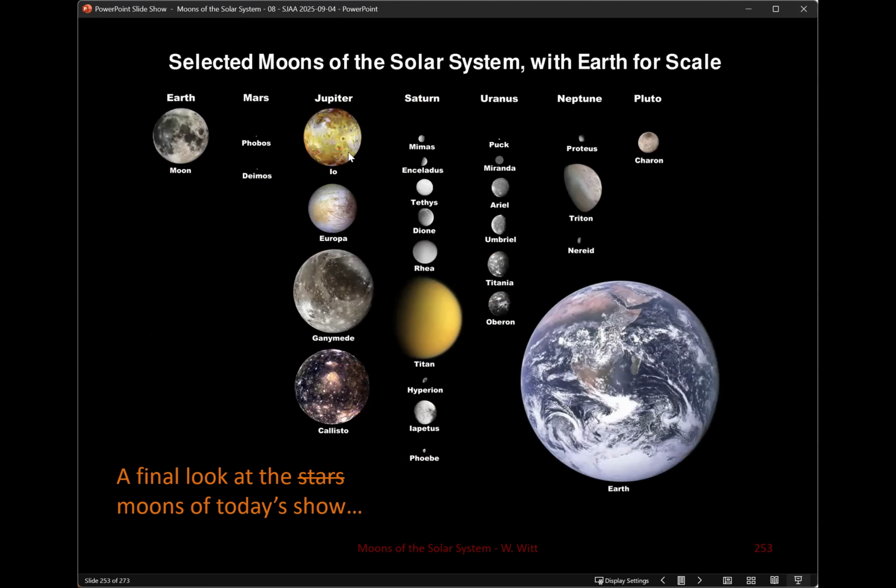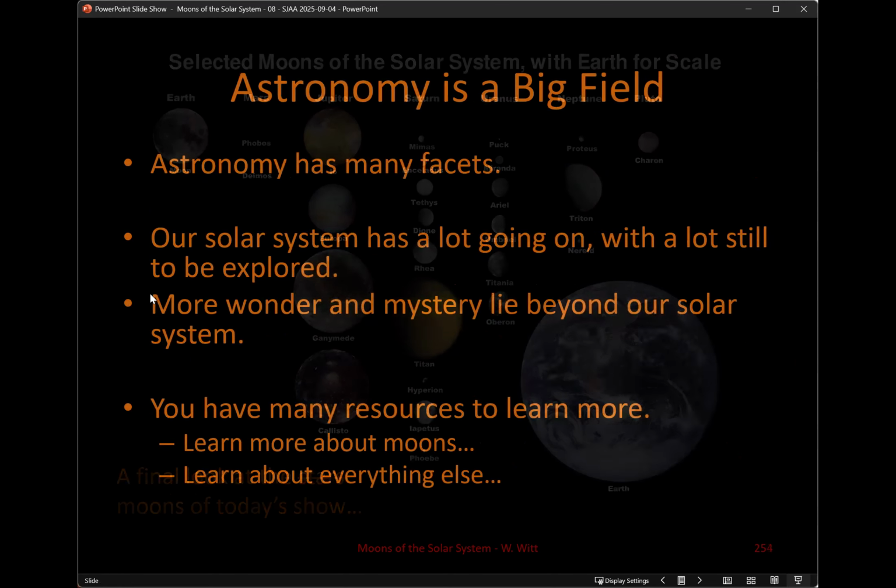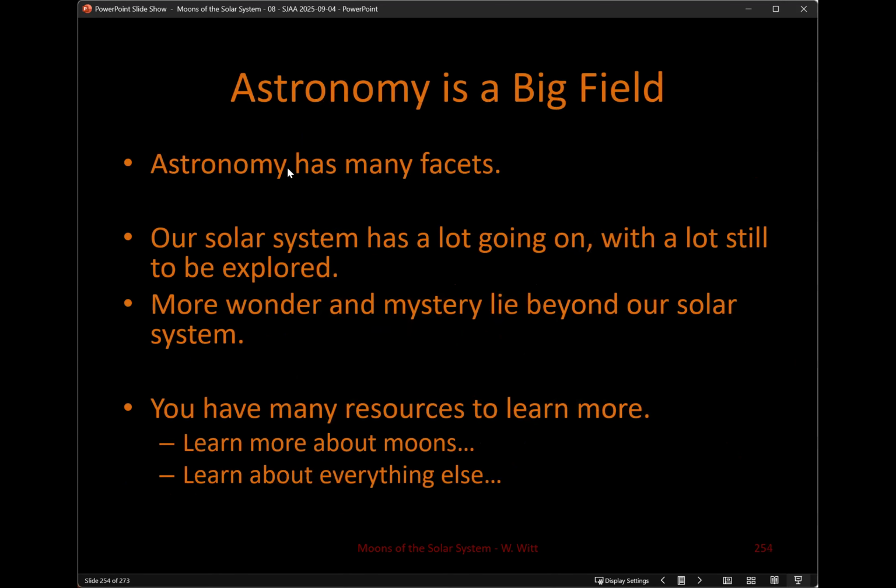Here's a quick picture of the various moons we visited. Again, our Earth's moon was the fifth largest. Few are bigger, and a lot of them are smaller. And yeah, astronomy is a big field, right? There are so many different facets. Our solar system has a lot going on with a lot still to be explored, and there's more wonder and mystery that lie beyond our solar system as well. And you have many resources to learn more about moons and everything else.